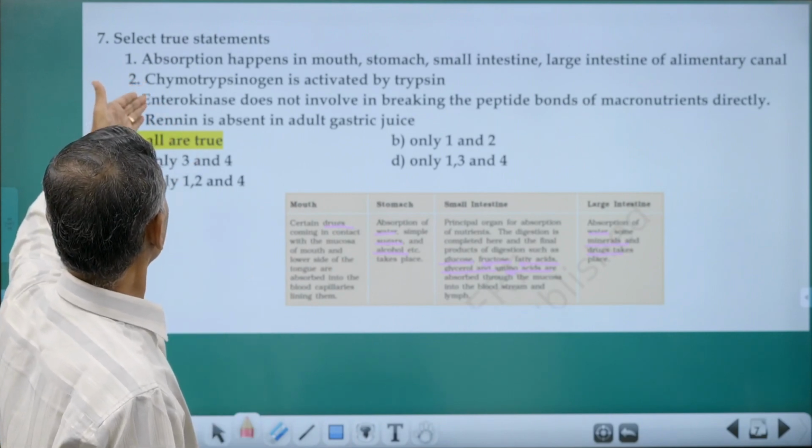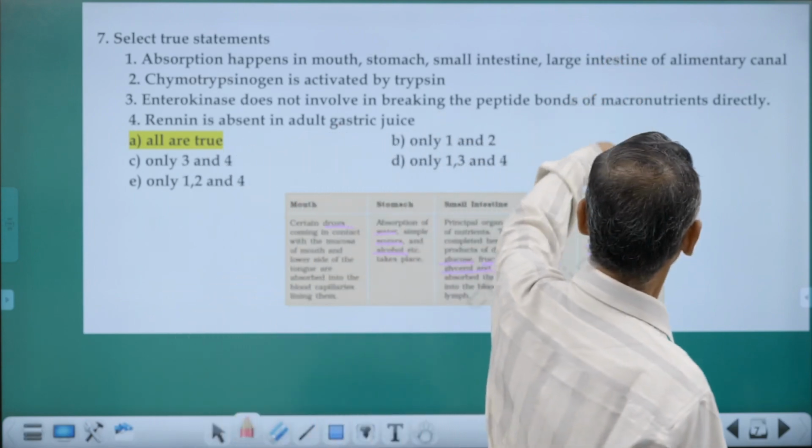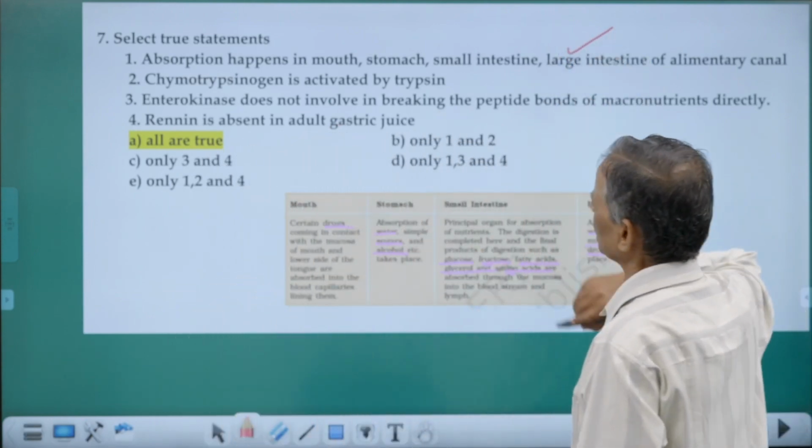Select the true statement. Absorption happens in the mouth, correct? Stomach, small intestine, large intestine. Correct statement.